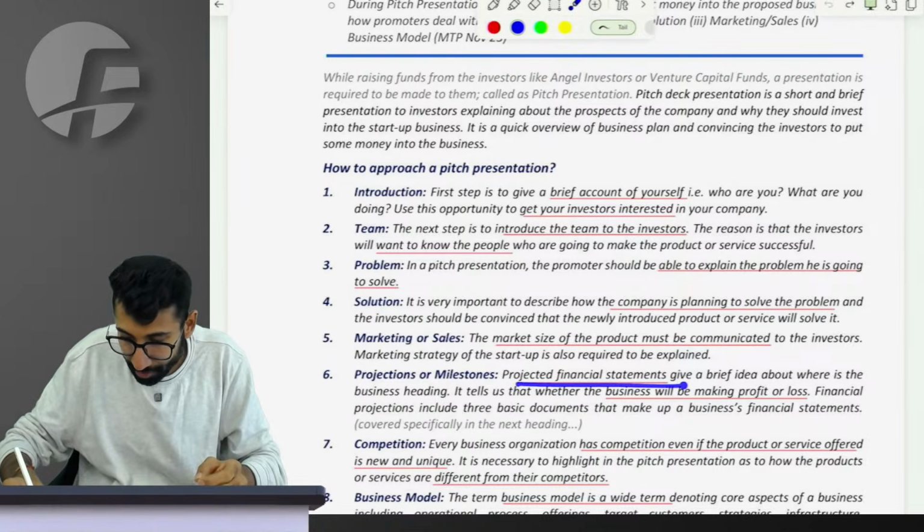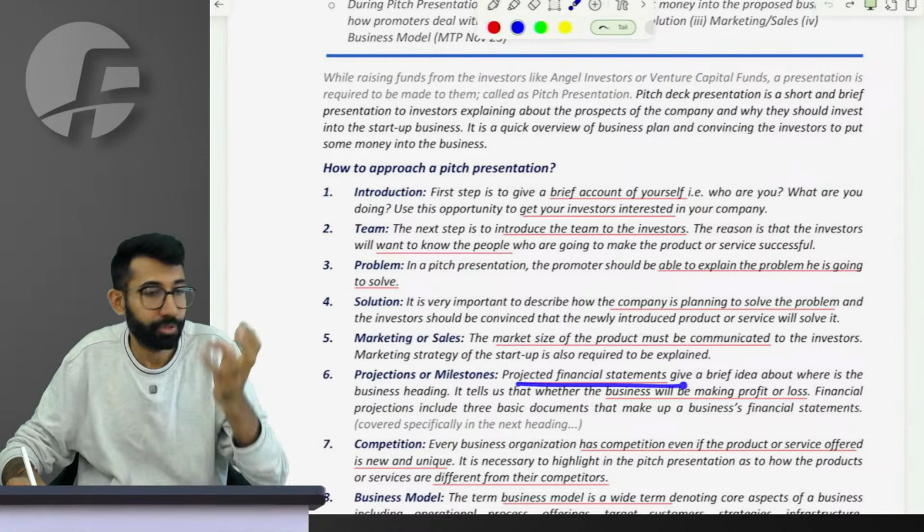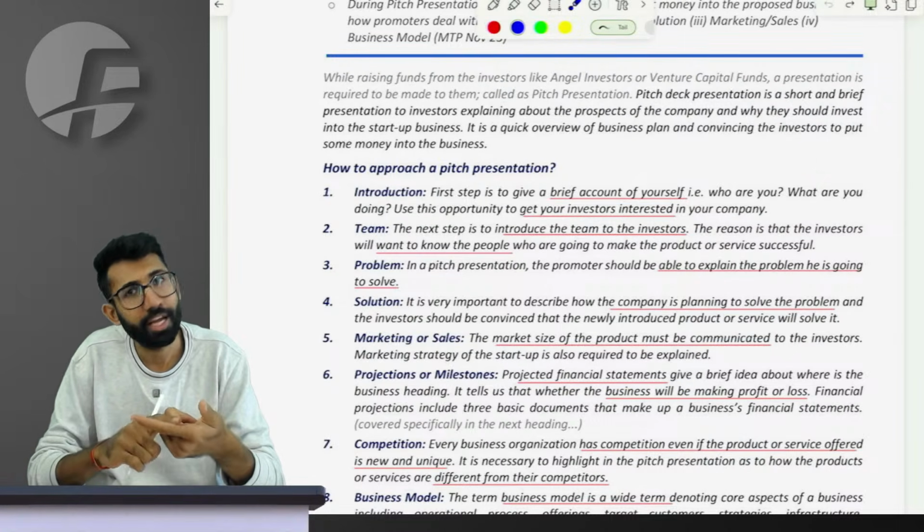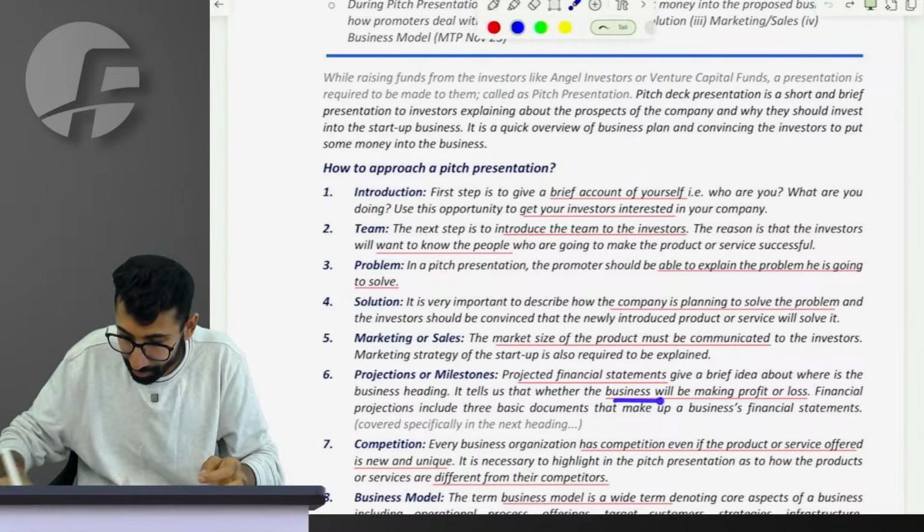So projected financial statements give you a brief idea. Projected financial statements include the income statement, balance sheet, and cash flow statement, the three basic financial statements.